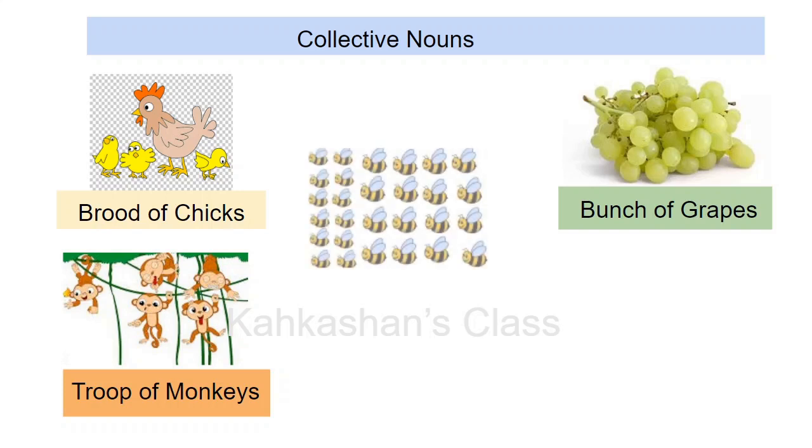Next, we move on to bees. So many of them, all buzzing around. The term is swarm of bees. All of them together called swarm of bees.